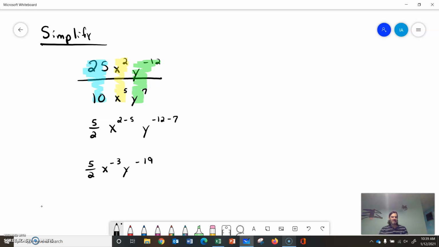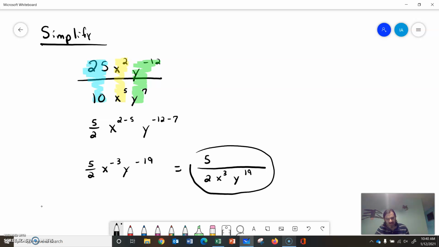Now, while that is certainly mathematically correct, it's not in the form we're going to leave it, because we said we never leave negative exponents on top. So we'll rewrite it with the 5 on top and the 2 on the bottom for the 5/2, and we'll move both of these negative exponents to the bottom. So on top we'll have 5, on bottom we'll have 2x cubed and y to the 19th, and that's the form it should be in. All right.